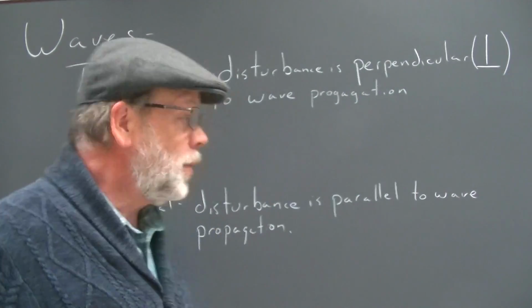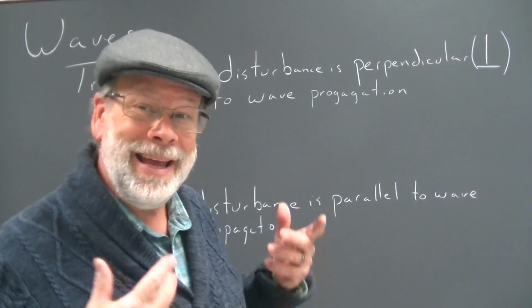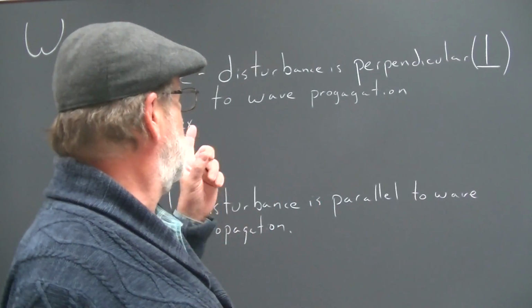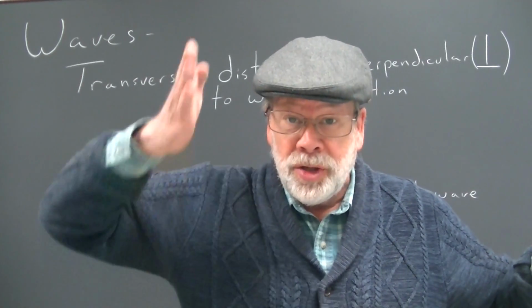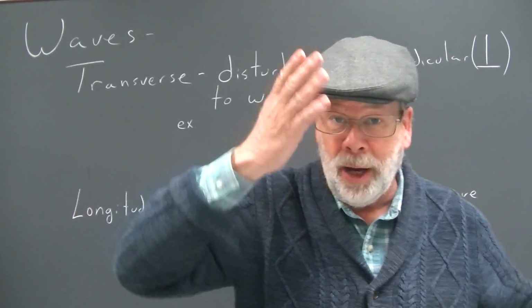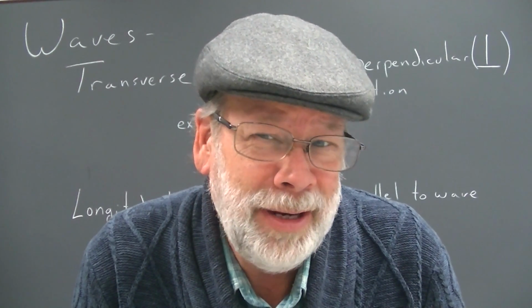So a transverse wave is where the disturbance is perpendicular to the direction of the wave propagation. So a wave is moving this way, but the disturbance is made by going up and down. Okay, that might sound a little weird, but a good example would help.